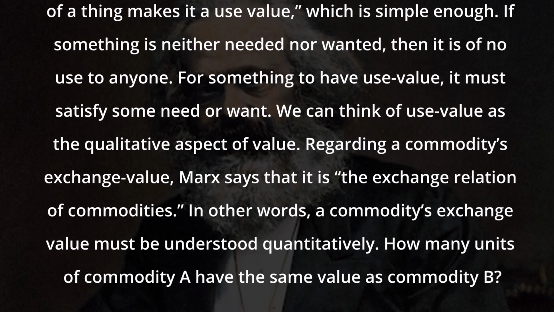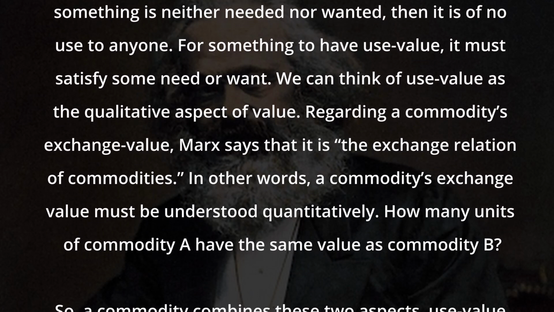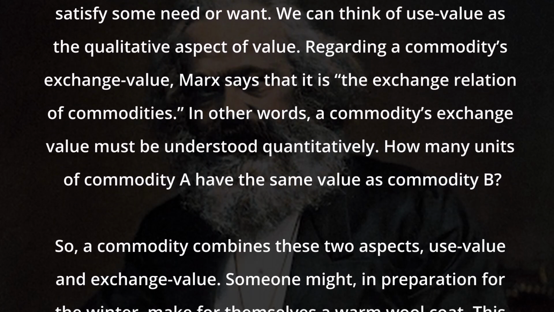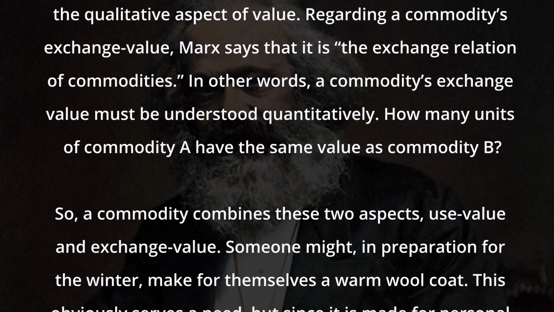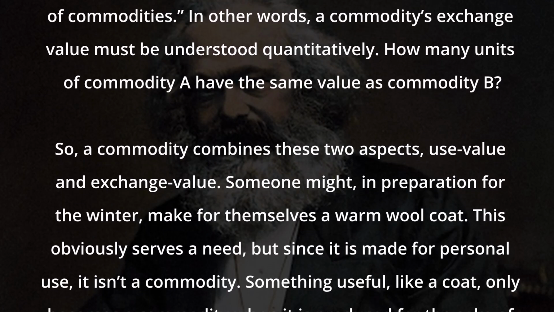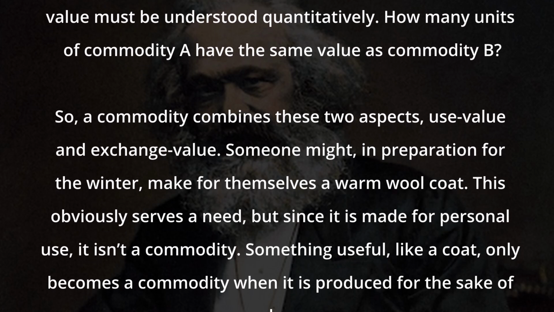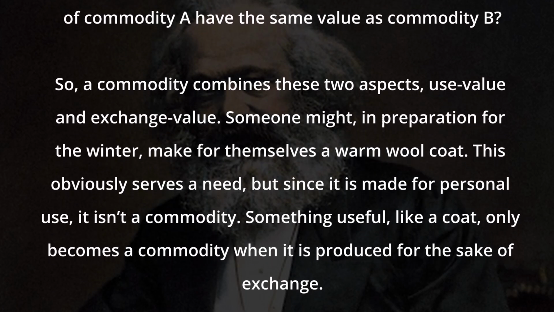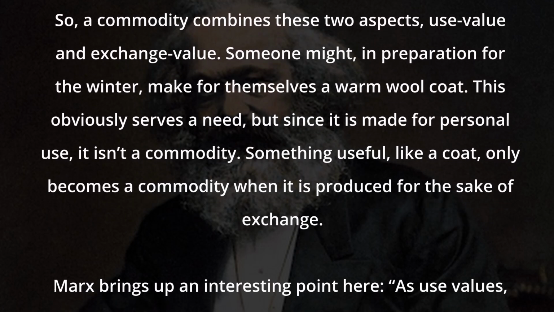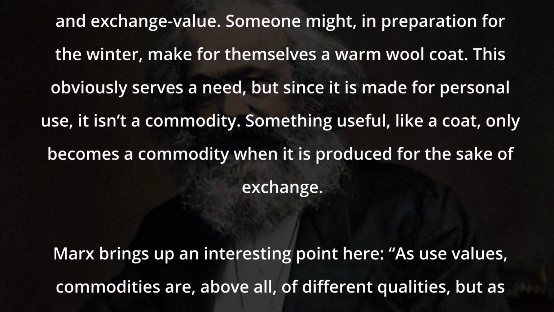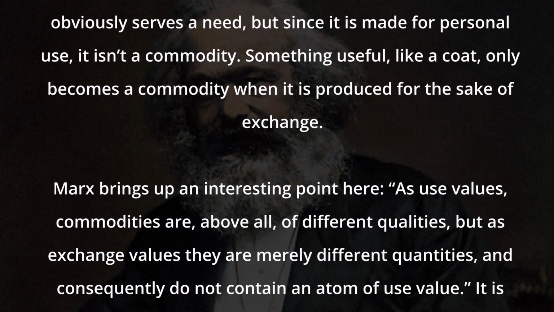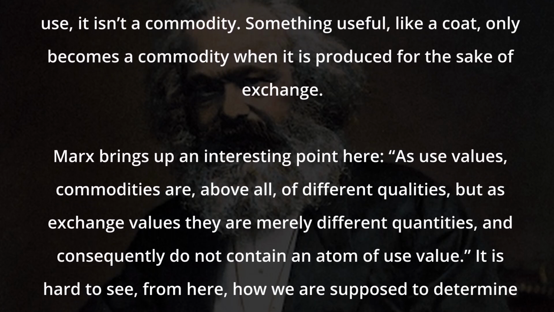Regarding a commodity's exchange value, Marx says that it is the exchange relation of commodities. In other words, a commodity's exchange value must be understood quantitatively. How many units of commodity A have the same value as commodity B? So, a commodity combines these two aspects, use value and exchange value. Someone might, in preparation for the winter, make for themselves a warm wool coat. This obviously serves a need, but since it is made for personal use, it isn't a commodity. Something useful, like a coat, only becomes a commodity when it is produced for the sake of exchange.